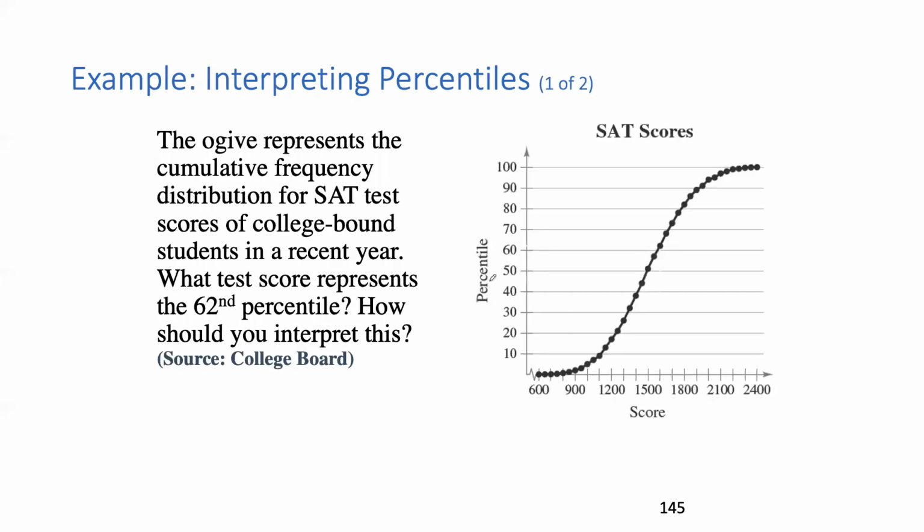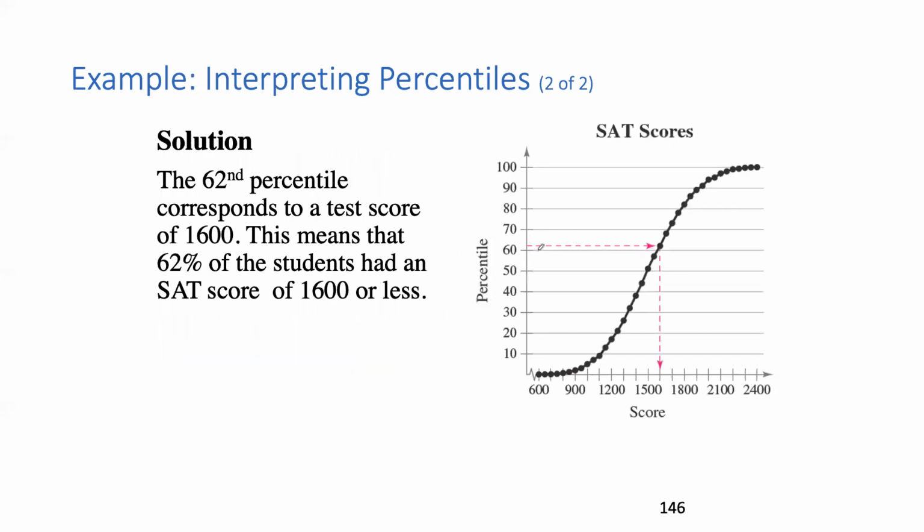So for instance, SAT scores, they're usually reported as a percentile rank. So it takes the entire range of the scores and divides them up into these percentiles, right? Where there are 100 equal parts. So what test score represents a 62nd percentile? So here's the 62nd percentile. So I'll show you that. So this is a 62nd percentile. And so a score of 1500 or 1600. So a score of 1600 represents the 62nd percentile.